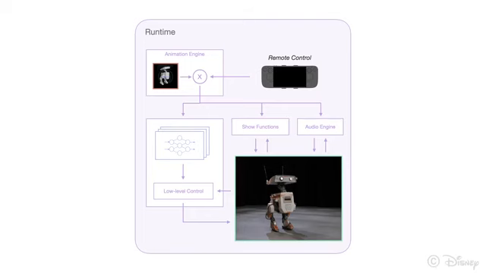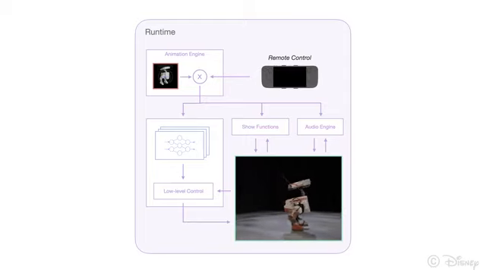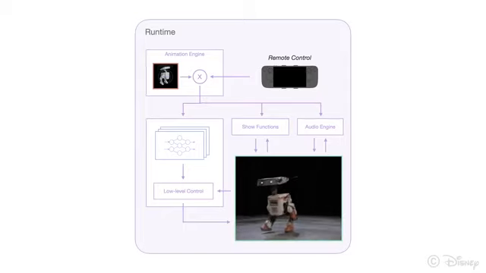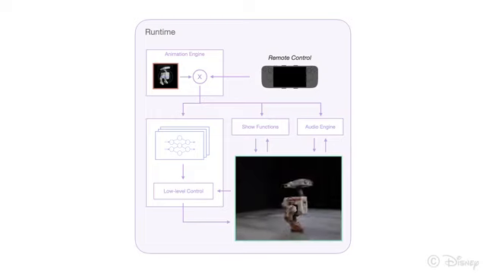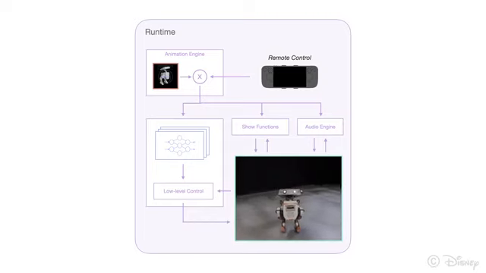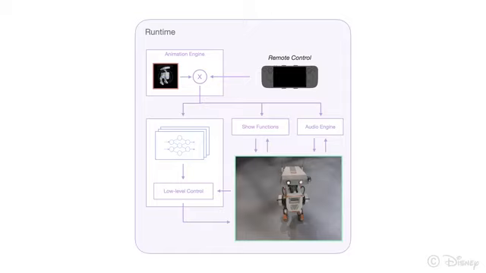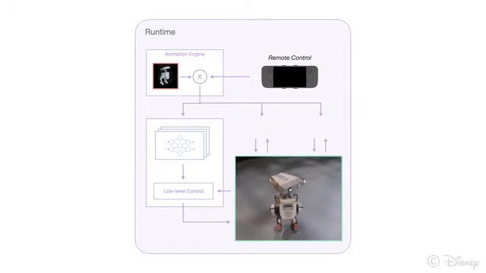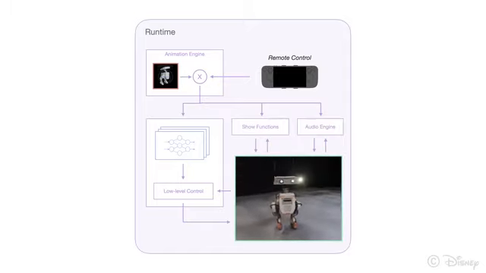During runtime, trained policies are deployed to the real robot. The animation engine receives input from the operator and fuses animations from a database with the joystick commands. Based on that, it selects which policy to activate and streams the appropriate conditional inputs to the active policy. The policy outputs actuator set points and is fed back the estimated robot state. Additionally, the animation engine synchronizes the control of show functions and audio.